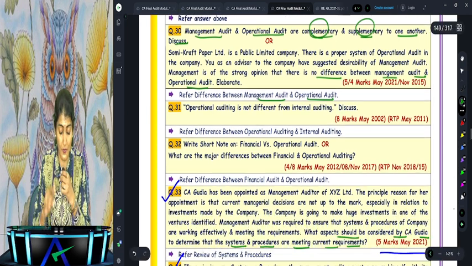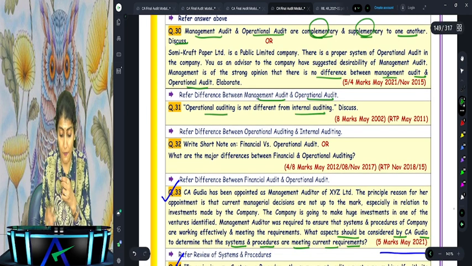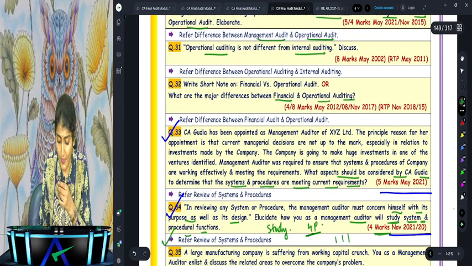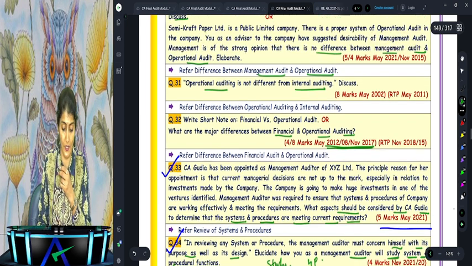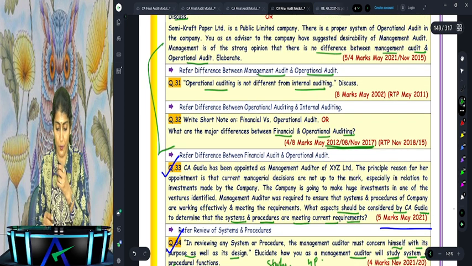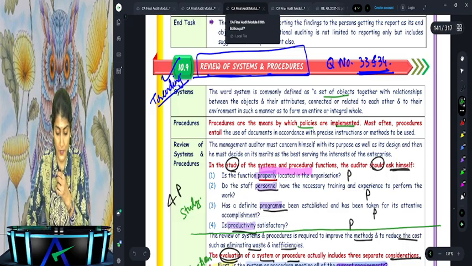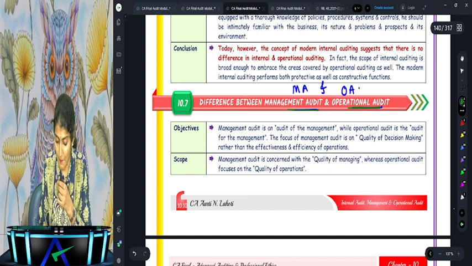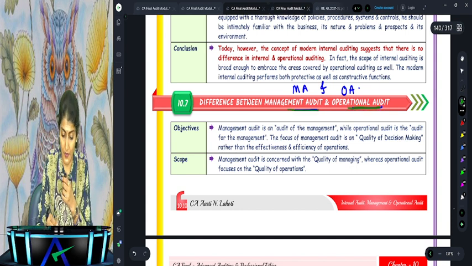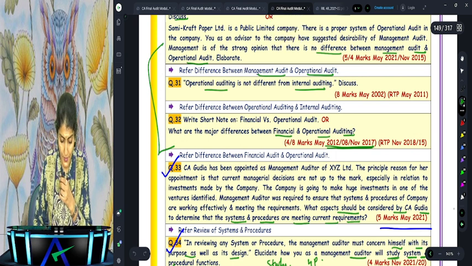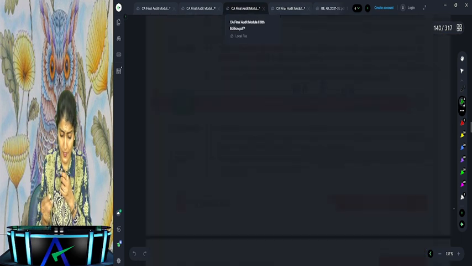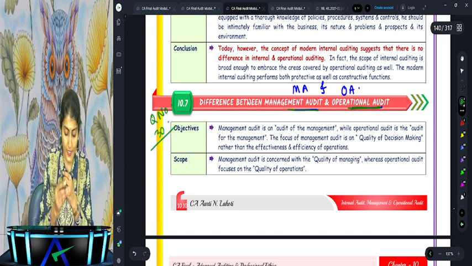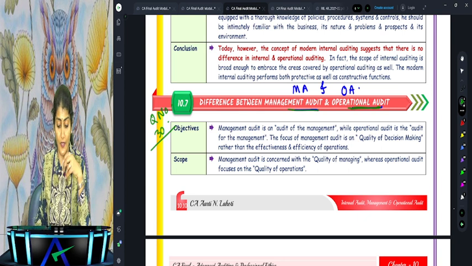What is another question we have over there? Operational audit is not different from the internal audit. And what is the next question over there? Major differences between the financial audit and the operational audit. Did I tell you these three distinguished questions we have to discuss? Right, these three distinguished questions we have to discuss. So right now, which question are we discussing? Difference between the management audit and the operational audit, right? What was the question number over there? Question number 30, which is regarding the difference between the management audit and the operational audit.